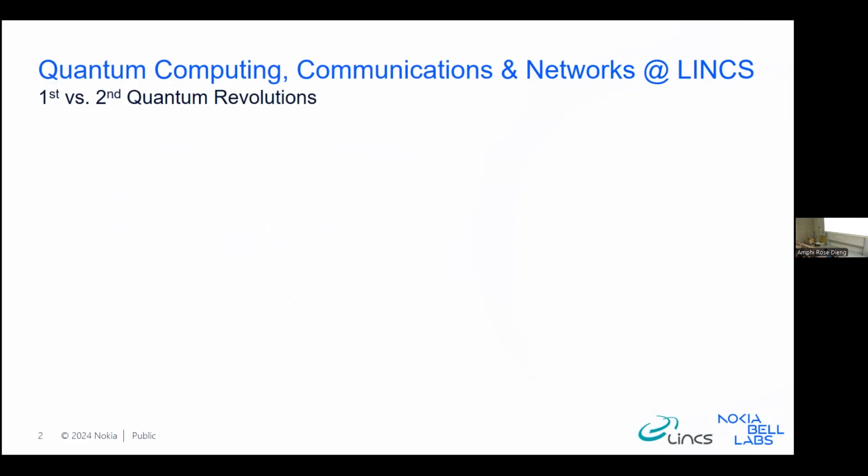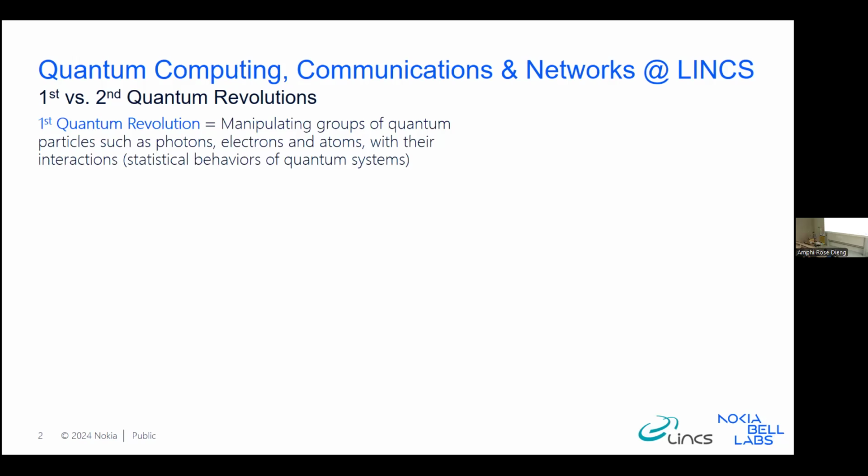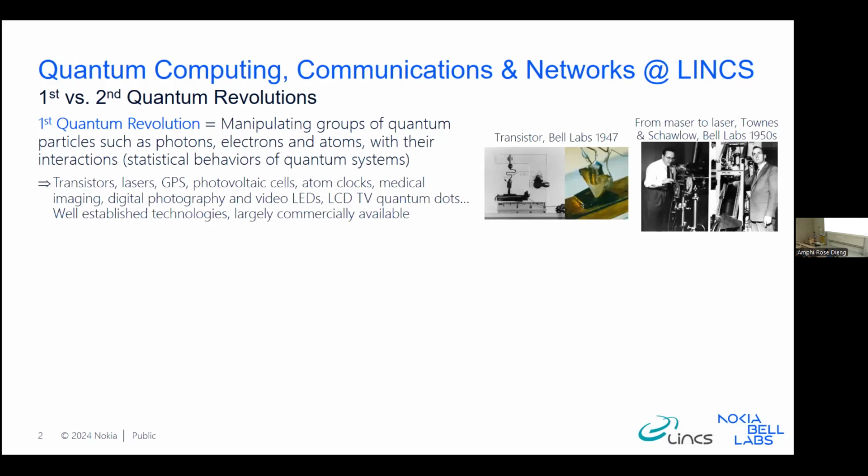As an introduction, what is important to know is that it is related to what we call the second quantum revolution. To understand the second, you need to understand the first one. The first quantum revolution is about manipulating assemblies of quantum particles, but as a group, not individually, and with their interaction. So this is about statistical behaviors of this kind of particle assemblies. This leads to technologies that are nowadays very mature, such as transistors, lasers, and many other ones.